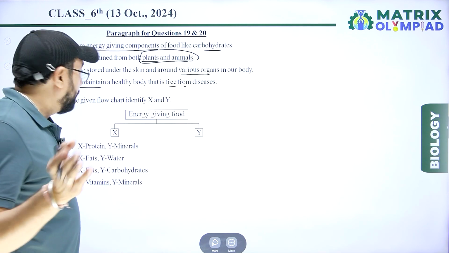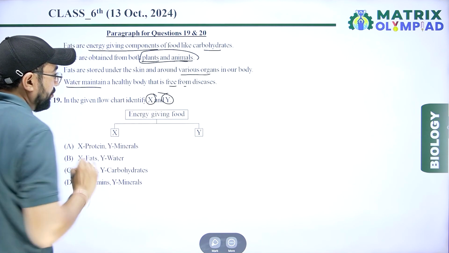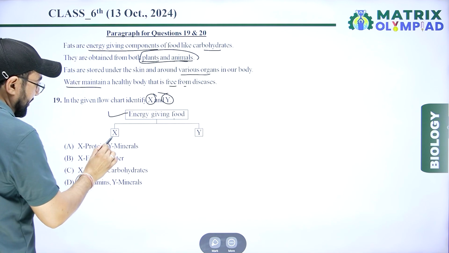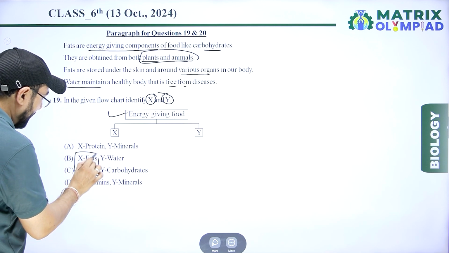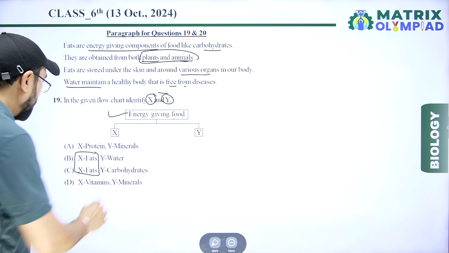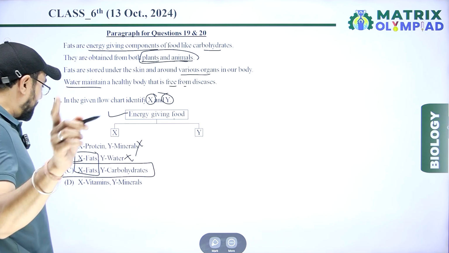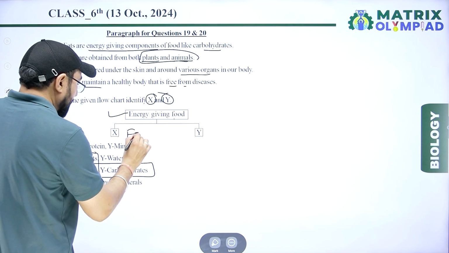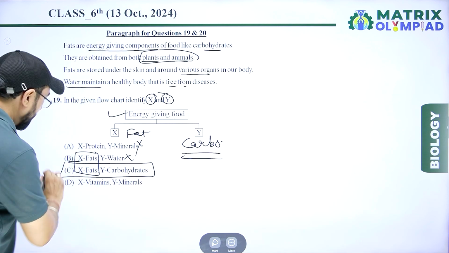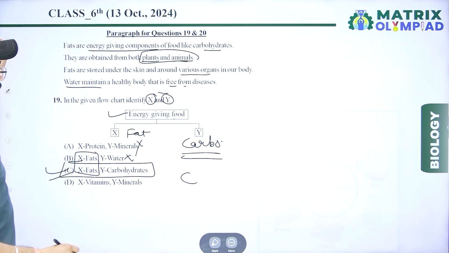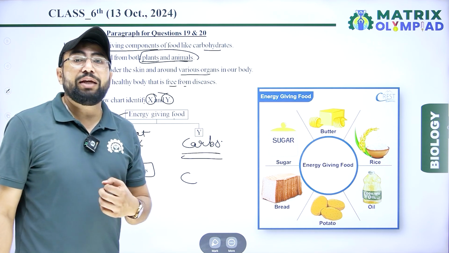Now, the first question for this paragraph. In the given flow chart, identify X and Y. Energy giving food, X: protein? Fat is energy giving food, but water is not, minerals are not, carbohydrate is. The correct matching is fat and carbohydrate. So according to this question, the right option is option C, because fat and carbohydrate are energy giving foods.